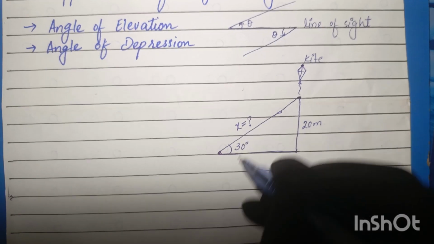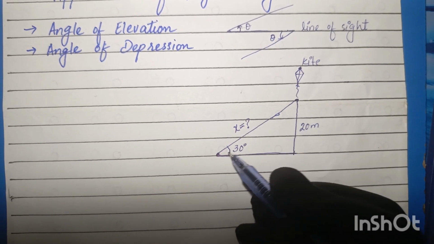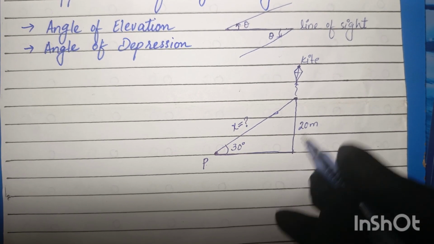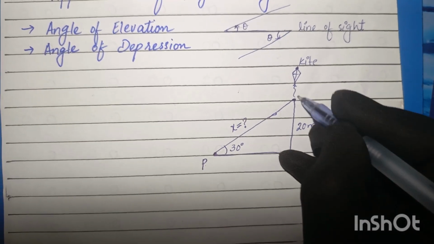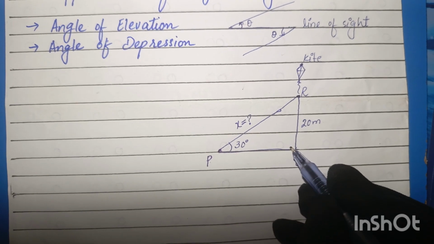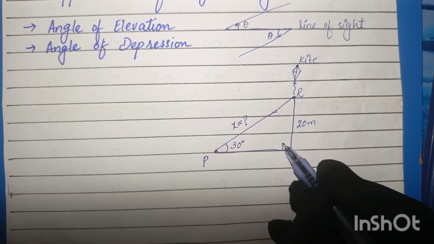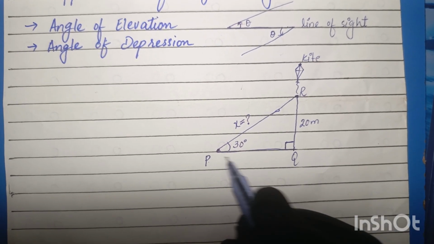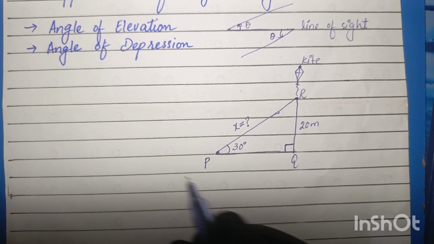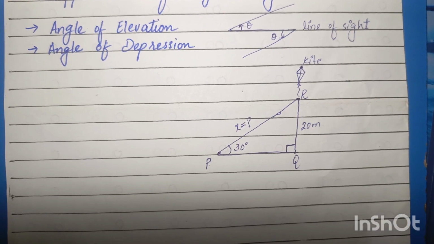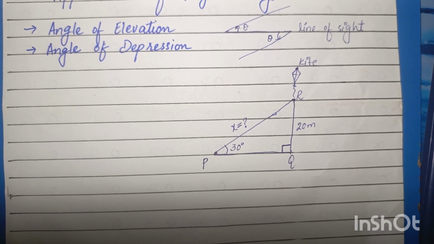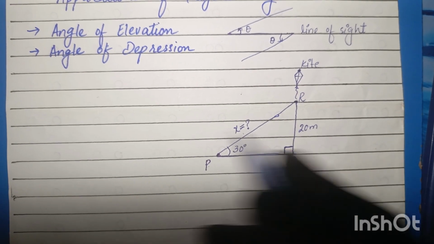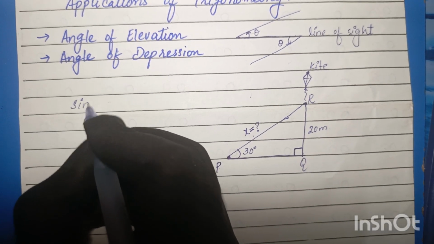This distance we have to find. Name this distance as x. If we have to find the distance between the kite and the person P standing here, name the triangle as P, Q and R. Since we have seen that here is the right angle triangle and here is the right angle. So for solving right angle triangle PQR, we have to use the basic trigonometric ratio. Here we have a perpendicular and we have to find the hypotenuse. It means we have to use the sine theta here.